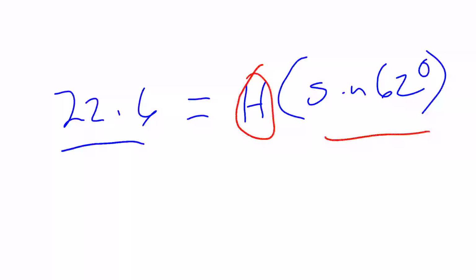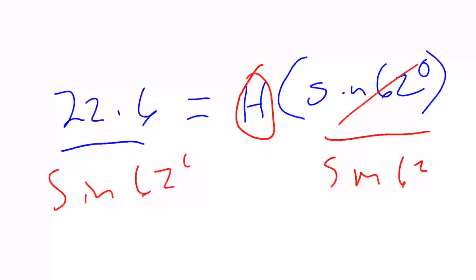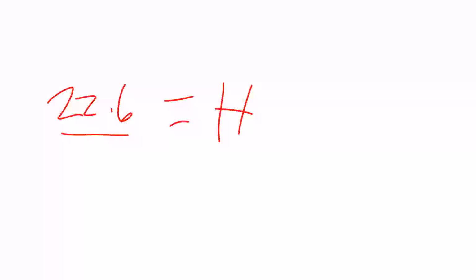Now what I want is to get h by itself. So I'm going to divide by sine of 62 degrees on both sides, and those both cancel. Now we have h is equal to 22.6 divided by the sine of 62 degrees. When I put that into my calculator, I should end up with 22.59.